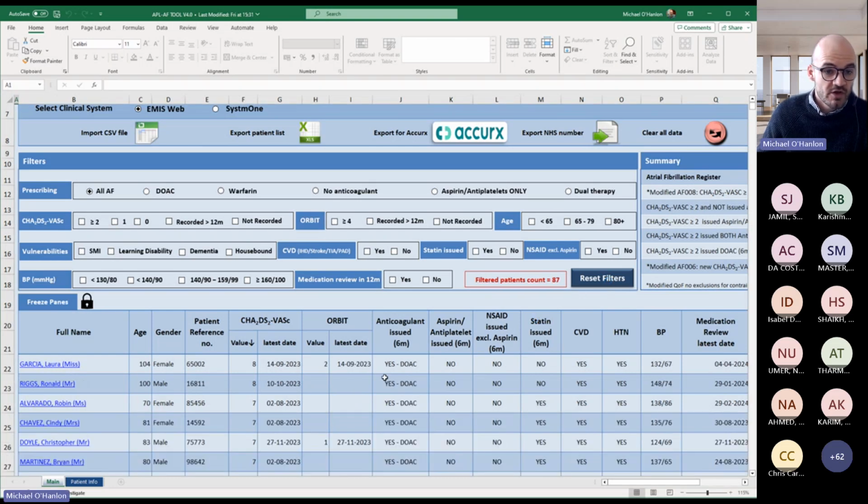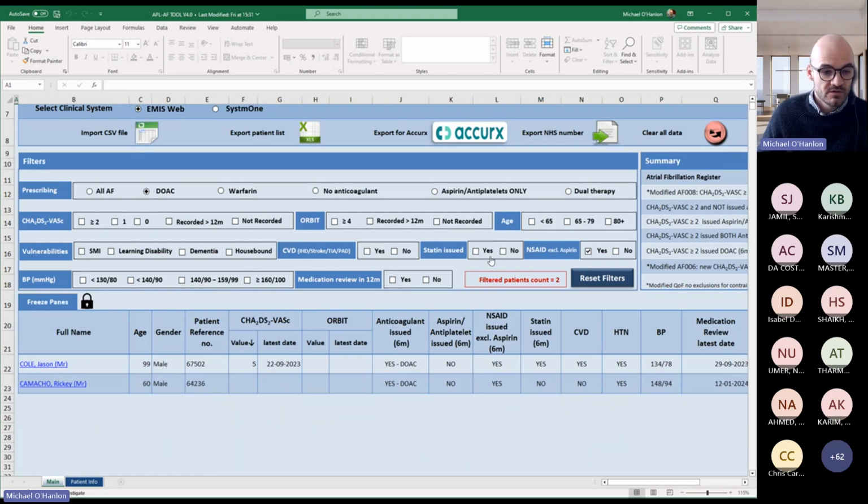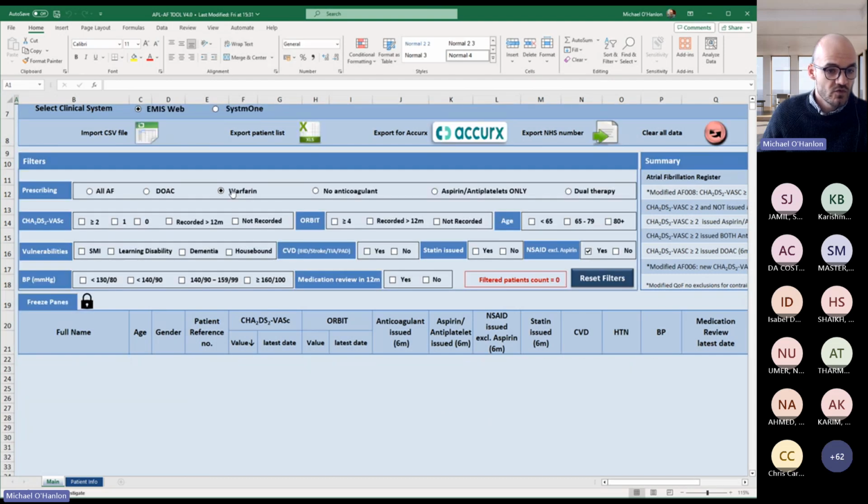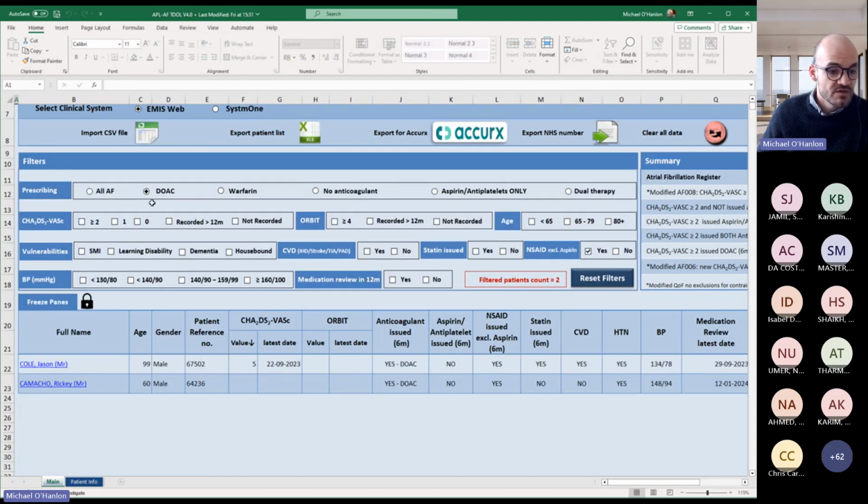Another key group you might want to look at is people who are on an anticoagulant and are also prescribed an NSAID that isn't aspirin or low dose aspirin. And you can do that for both DOACs, and you can do that for warfarin as well. And you might want to review those patients just to check that that NSAID is appropriate, and that they've been counselled on the risk, that they're on a PPI, that kind of thing.